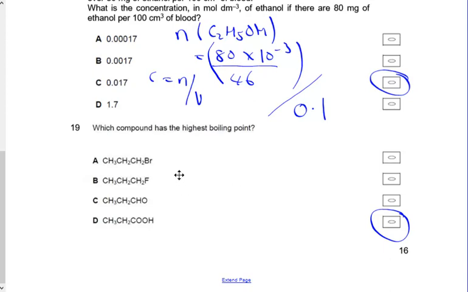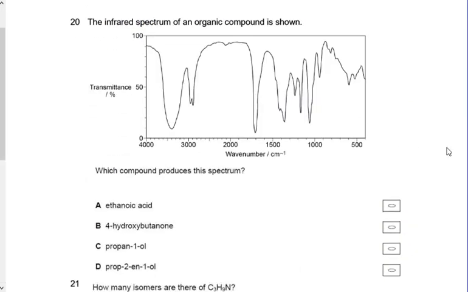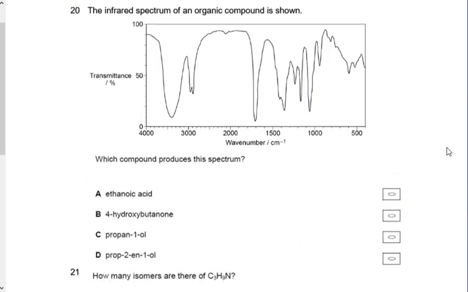So moving on to the next question, which is question 20, about infrared spectrometry. The infrared spectrum of an organic compound is shown, and we're asked to work out which compound produces this spectrum. Now it's important that you use the data sheet for this to get to the right answer. The easiest mistake to make for this question is to automatically assume that it's a carboxylic acid.